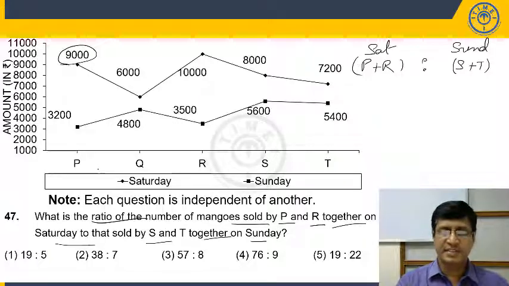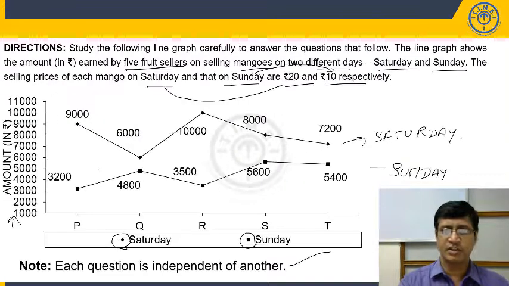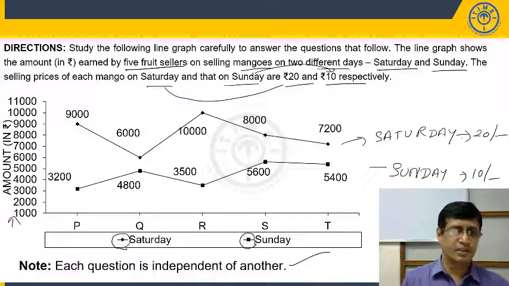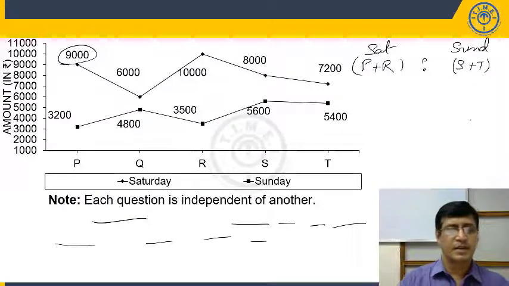In the previous slide, if you observe carefully, it is clearly given that on Saturday each mango costs 20 rupees, and on Sunday it is 10 rupees. Am I right? This is the total amount. All these are the total amounts. What is the cost of each fruit? Saturday 20 and Sunday 10. Just look at this one.